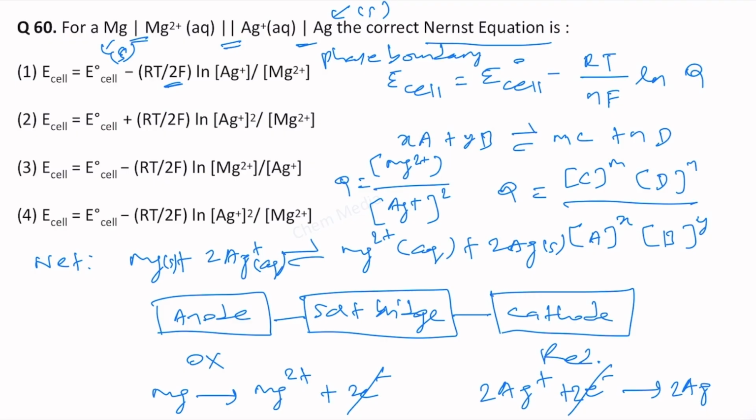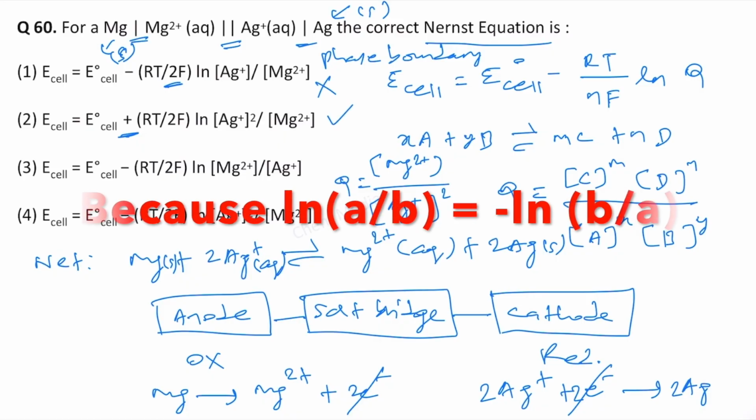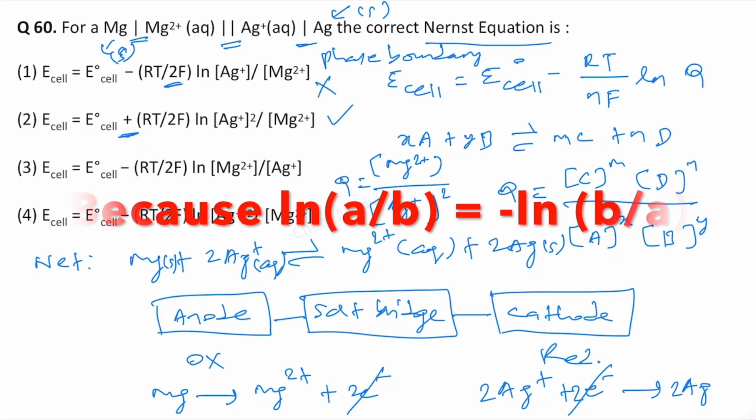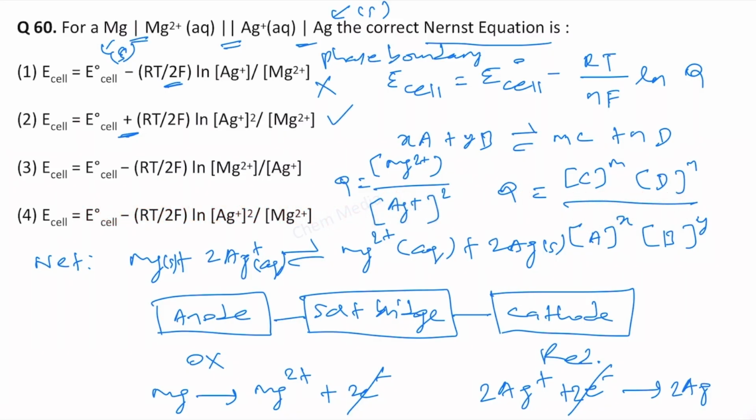Do we see anything like that in the options? No. In 1 we don't see it. In 2 we see it, but the reaction is reversed. So therefore that should be the correct option. Because in 3 it is Mg2+ written, but then Ag+ is not squared. Therefore that is wrong. And in 4 it is written in the reverse way. Therefore this is also wrong.